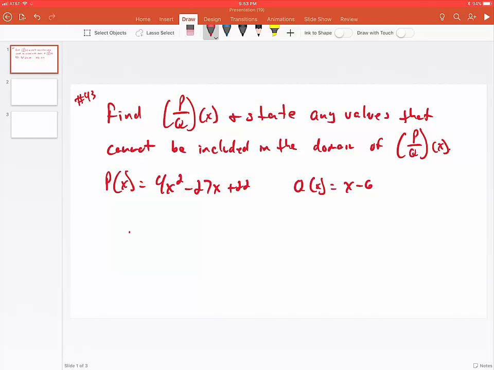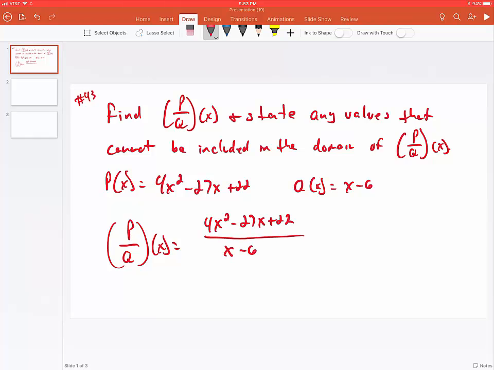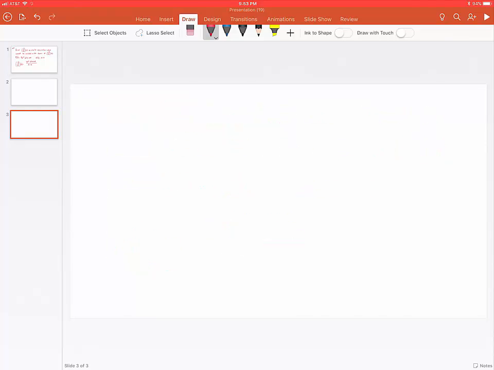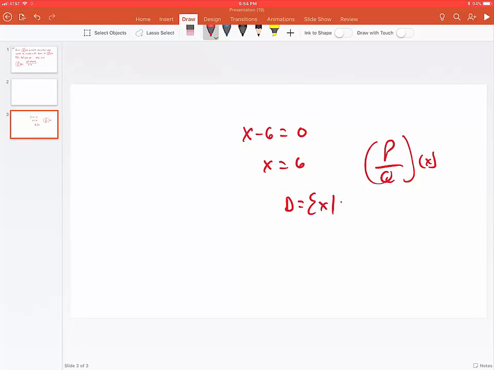So what we have to do is simply go ahead and do P of x divided by Q of x. I'm going to do the domain first because that's probably the easiest thing to do. For the domain of P over Q of x, we set the denominator equal to 0, and we get that x is equal to 6. So the domain for P over Q of x would be all numbers x such that x does not equal 6, because that's what's going to make this particular function undefined.